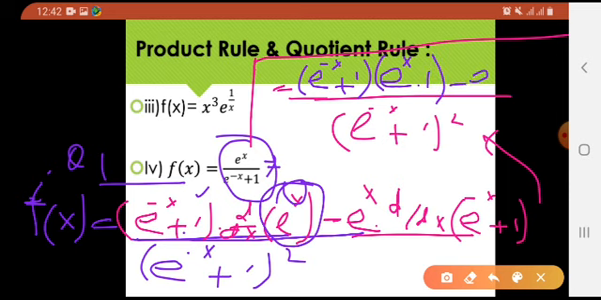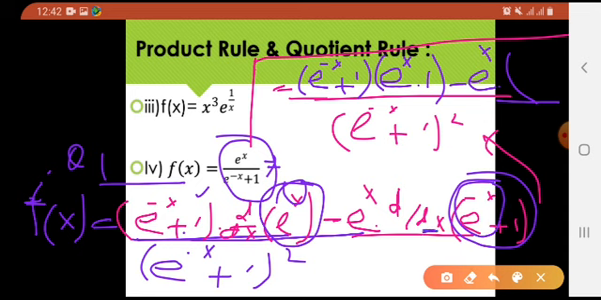Minus e raised to the power x into, what is the derivative of this e raised to the power x plus 1? We all know that derivative of e raised to the power x with respect to x would be e raised to the power x. अभी हमने यहाँ पे डिस्कस किया, plus 0. So there is no need to write 0. That's it. Now simplify it.